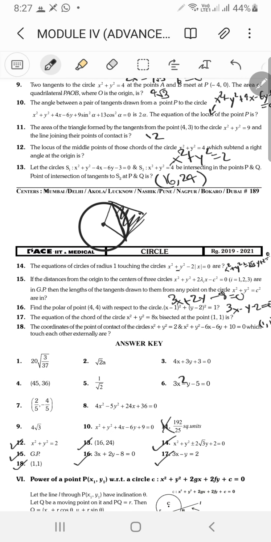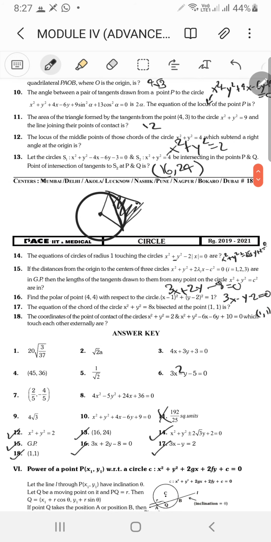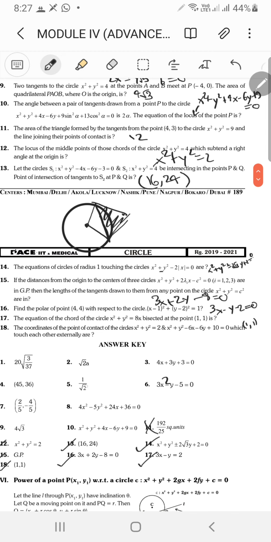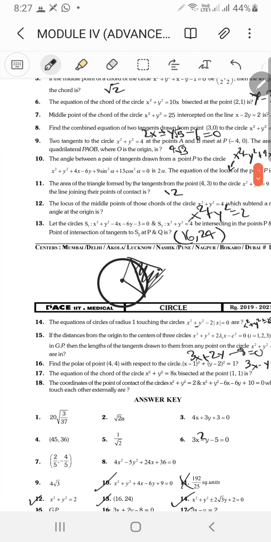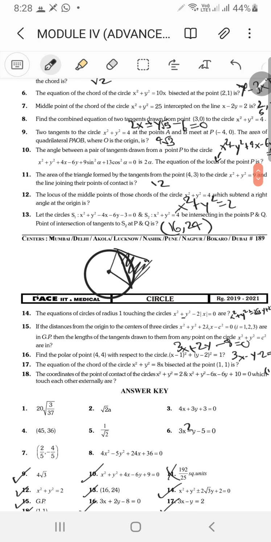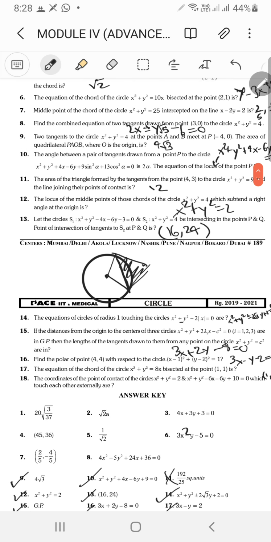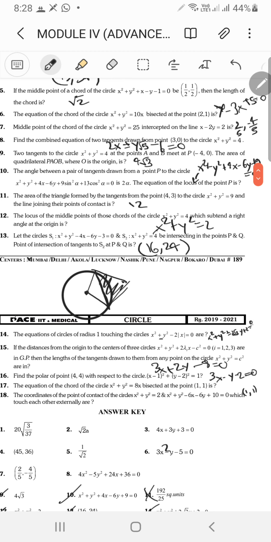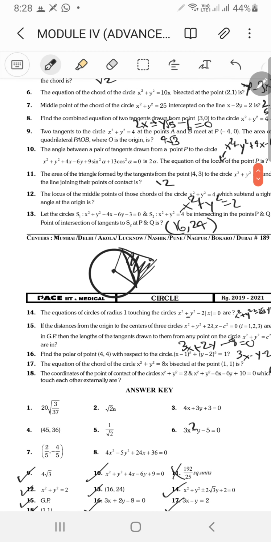Fine. 10th. The angle between a pair of tangents. Why am I reading this? 10th is x squared plus... yeah, that's correct. Okay, 9th is 4 squared, so that's also correct. 8th. Just wait a second. Find the combined equation of the tangents from the point. That's not what I got.